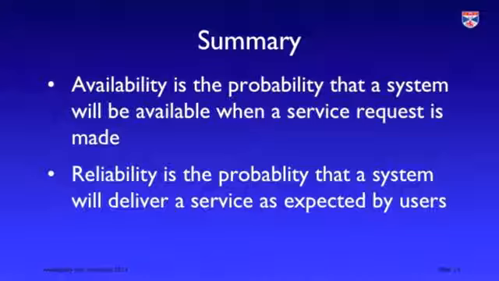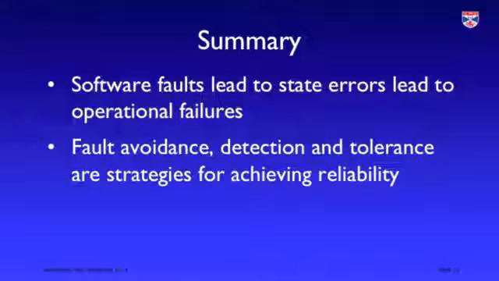In summary then, availability is the probability that a system will be in service when a request is made. Reliability is the probability that a request will be serviced correctly, that is, give the right answer. Software faults lead to state errors, which lead to system failures. And the mechanisms we use to achieve reliability are fault avoidance, fault detection, and fault tolerance.